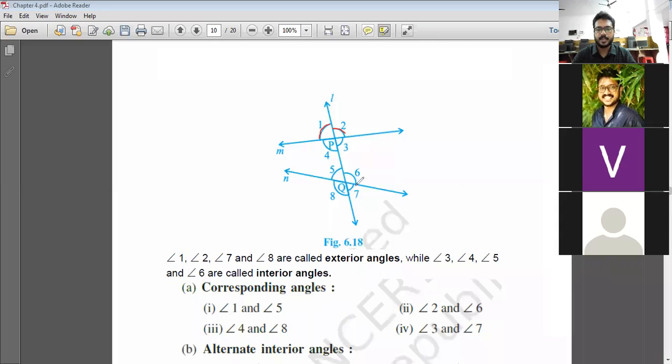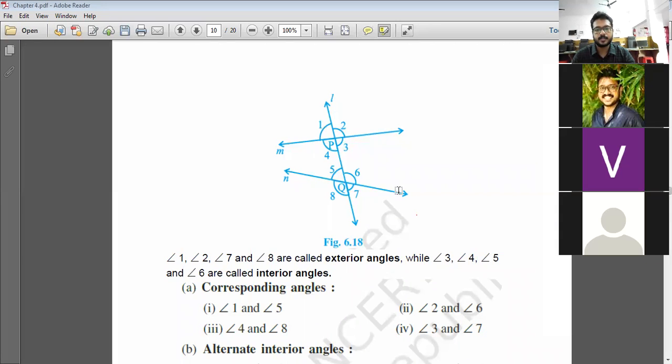See, look, angles 1, 2, 7, 8 are called exterior angles because they are lying exterior. Now, what about angles 3, 4, 5, 6? They are interior angles. Now, what about the corresponding angles? Angle 1 and 5, 2 and 6, 4 and 8, 3 and 7 are corresponding angles.